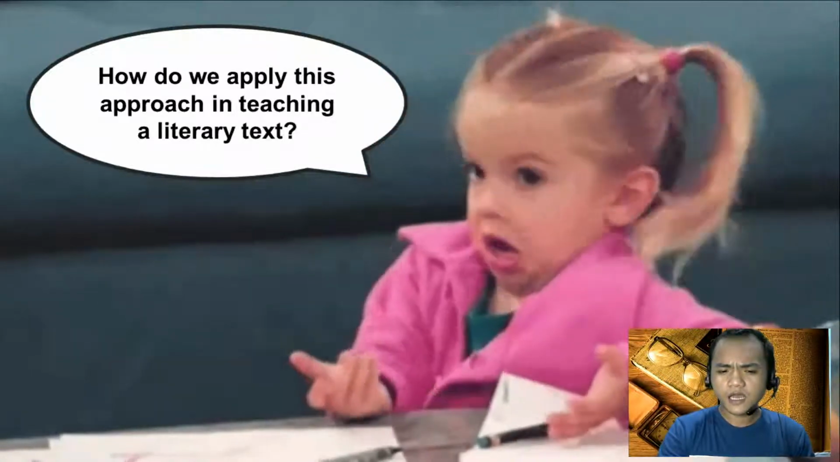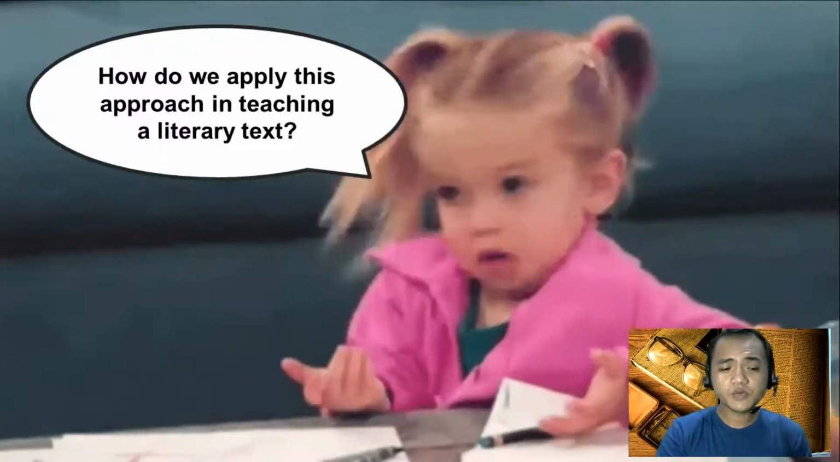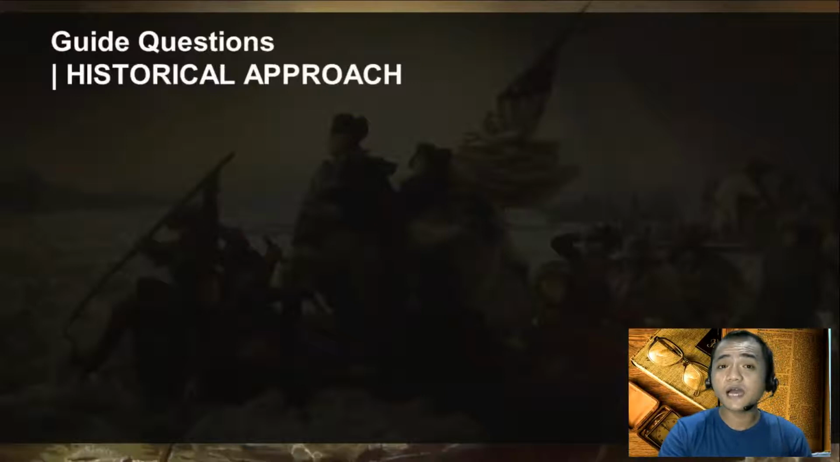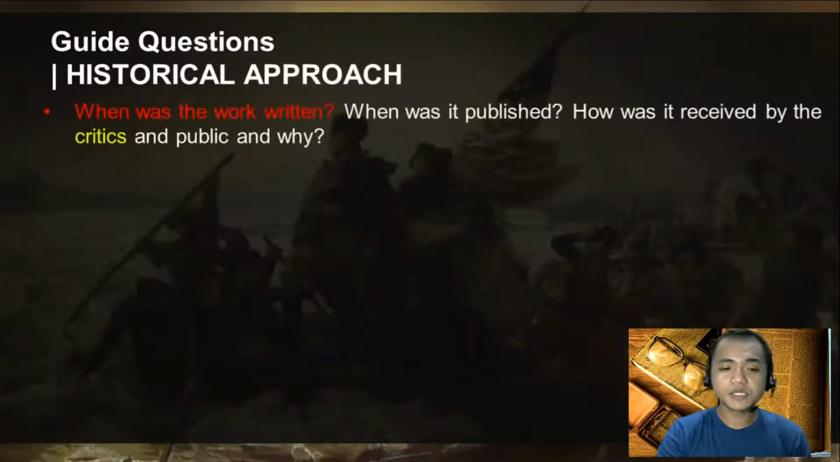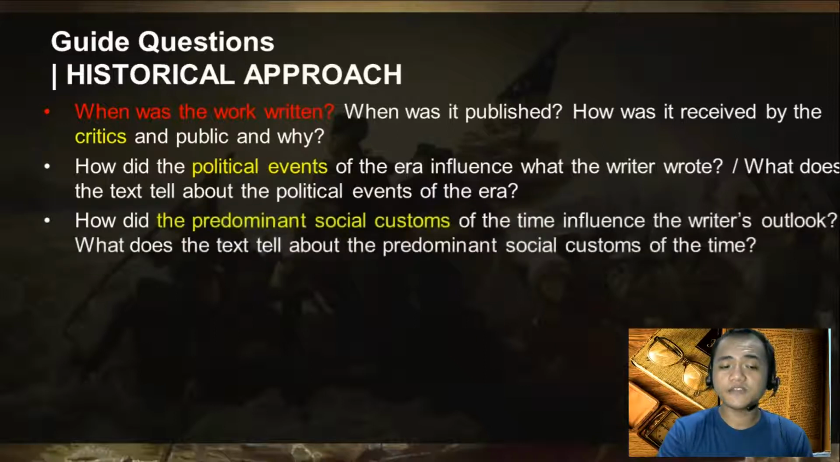But how do we really apply this approach? The easiest way to apply this approach is to ask the following questions when we analyze the text. So we can ask, when was the work written? When was it published? How was it received by the critics and public, and why? You can also ask, how did the political events of the era influence what the writer wrote? What does the text tell about the political events of the era?